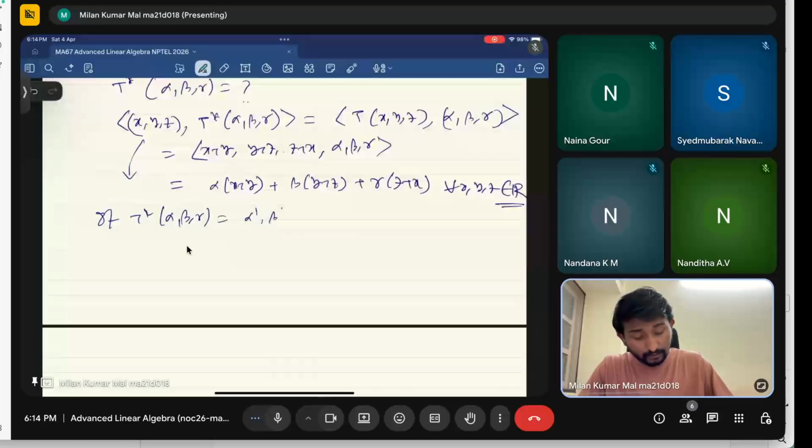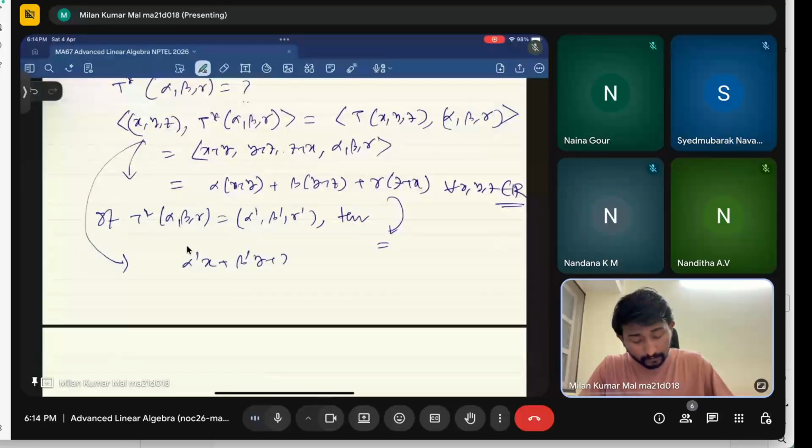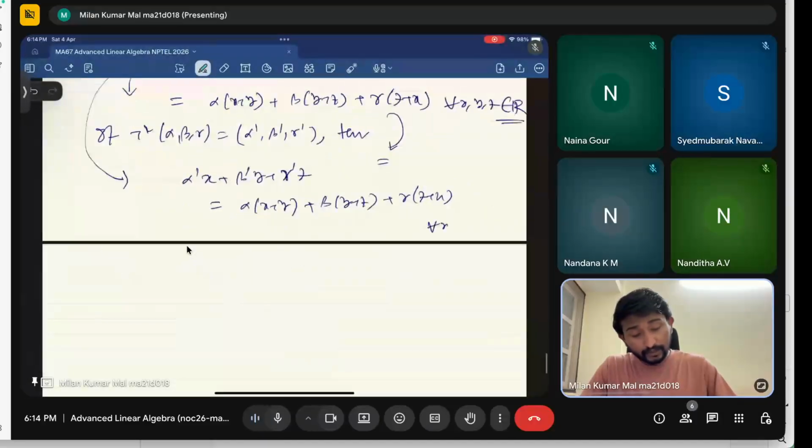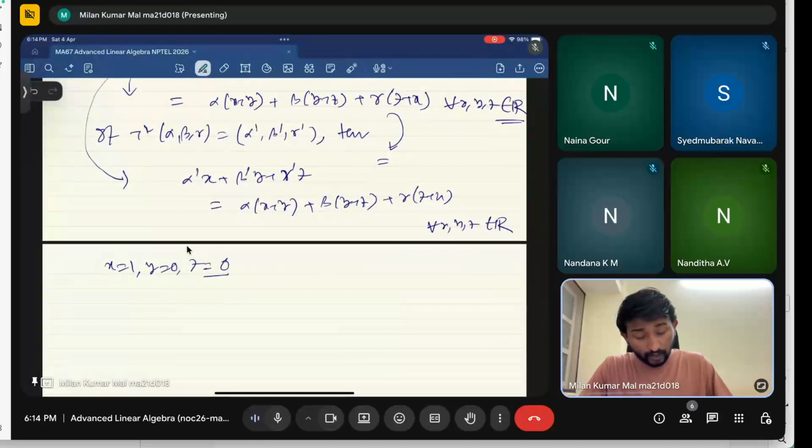Okay, so that means this is equal to alpha of x plus y plus beta of y plus z plus gamma of z plus x, and this is true for all x, y, z belonging to R. So in particular, if I take x equal to 1, y equal to 0, and z equal to 0, then what I will get on the left hand side, suppose this is the star, so star should imply that x is equal to 1.